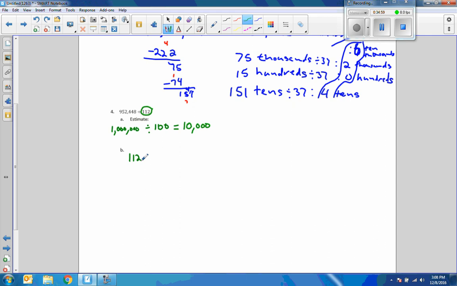It's 112 divided into 952,448. In other words, 952,448 divided by 112.